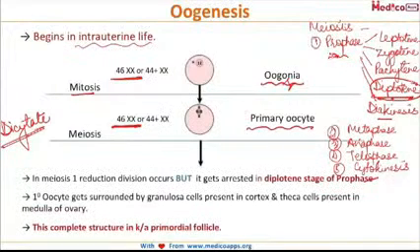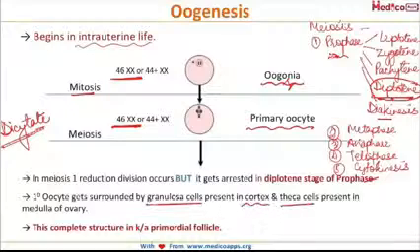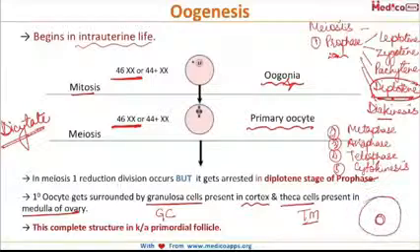Now this primary oocyte gets surrounded by granulosa cells present in the cortex and theca cells present in the medulla of the ovary. And this entire structure is called primordial follicle. So if this is a primary oocyte, it gets surrounded by the follicular cells, that is the granulosa cells and the theca cells, and this entire structure is called a primordial follicle. Now this primary oocyte, as we said, till puberty remains arrested in the diplotene stage of prophase.